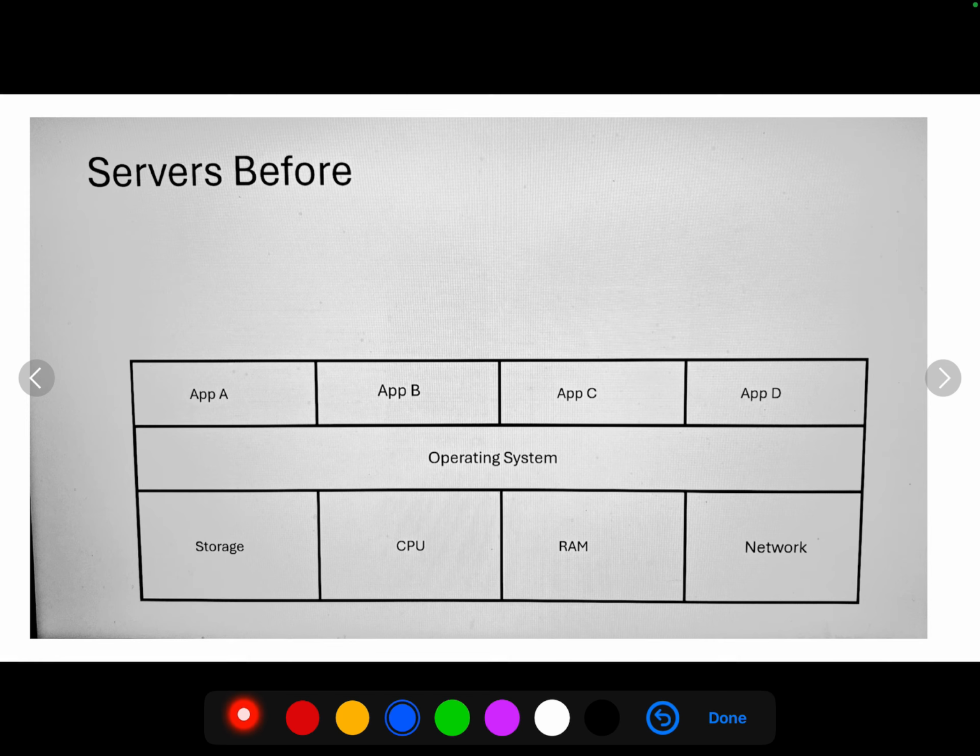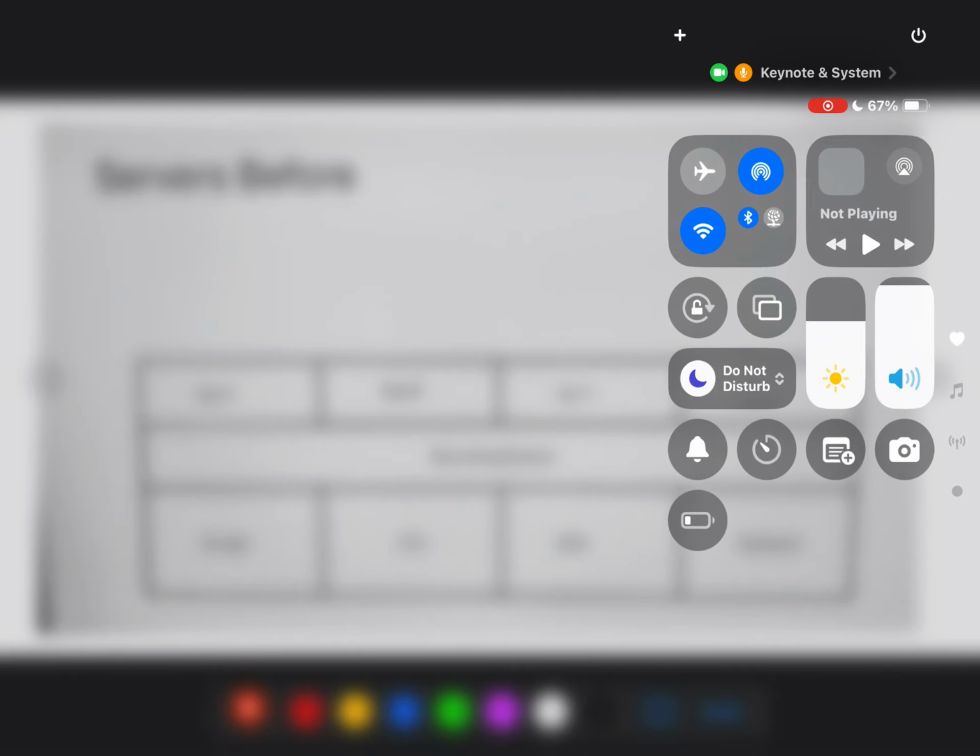Let's look at servers. Let's look at server virtualization now.